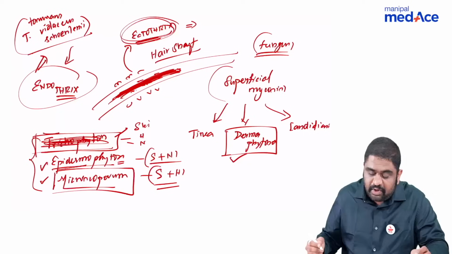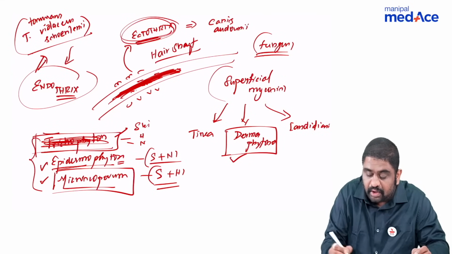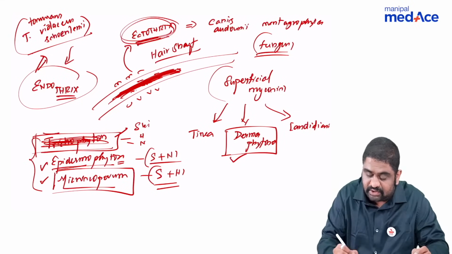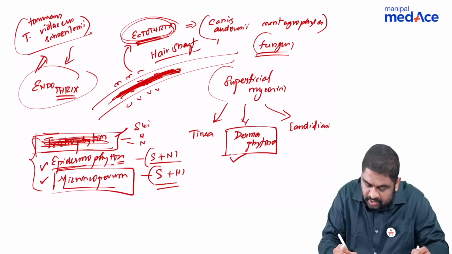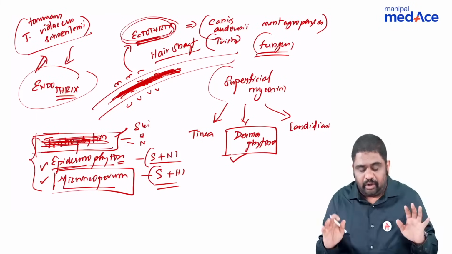So you will be able to see canis, audouinii, and mentagrophytes known for causing ectothrix. These three are also Trichophyton only. Both ectothrix and endothrix, Trichophyton.